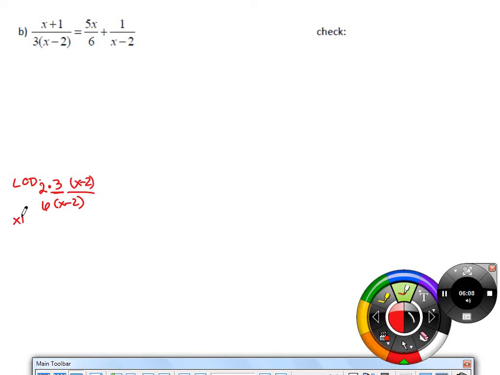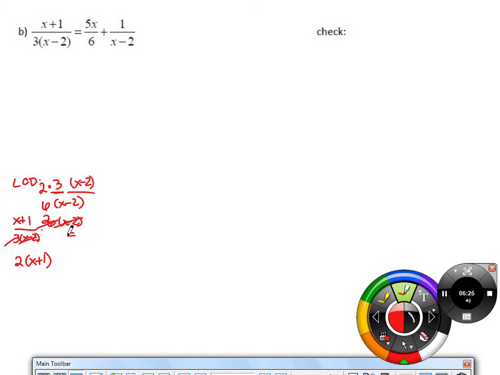entire problem by that. So in the first fraction, when it's multiplied by 6 times x minus 2, I have to cancel out the x minus 2's, and 3 and 6 have a factor of 3, leaving 2. So I have 2 times x plus 1 as my first term.